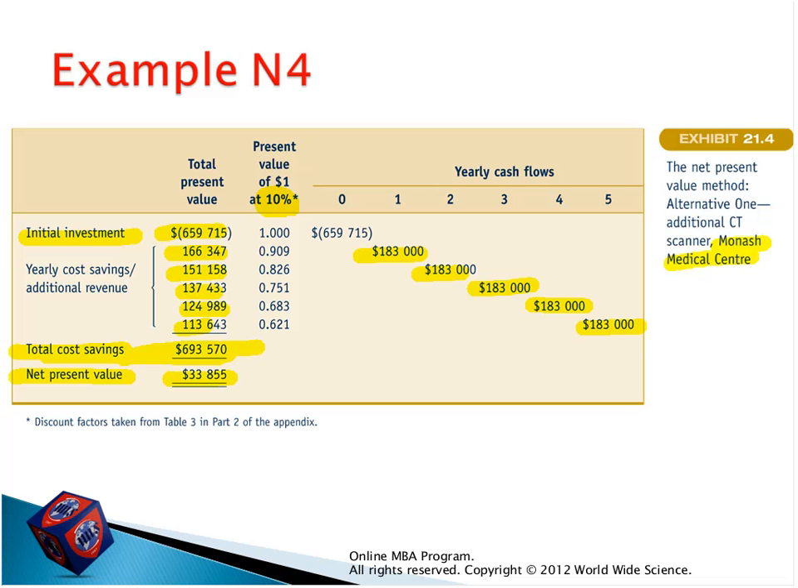33,855. As you can see, the net present value of this project, based on the CT scanner, comes with a positive figure. The NPV is positive, which means that even at the discount rate, we will receive profits based on this project. So the project can be accepted on financial grounds.